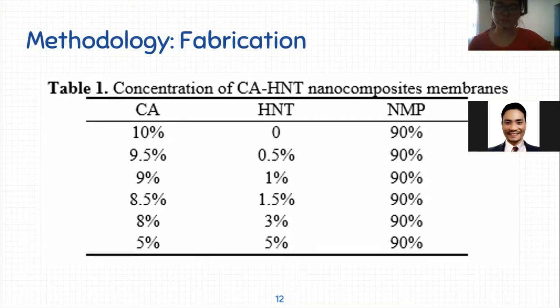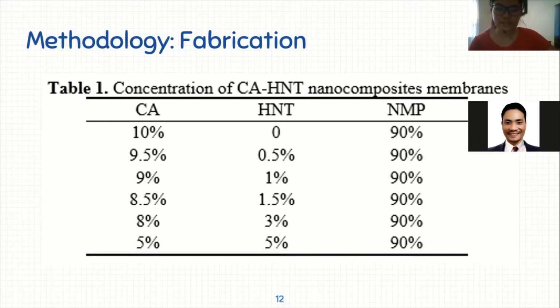So we made sure to add little by little CA pellets every 15 minutes. And we stir the entire solution for about 6 hours with the same speed, 450 RPM. And then we stored all of them in a vial before we casted them. So the nanocomposite thin films were made again via NIPS process, and we just use a casting knife to transform it into a thin film membrane.